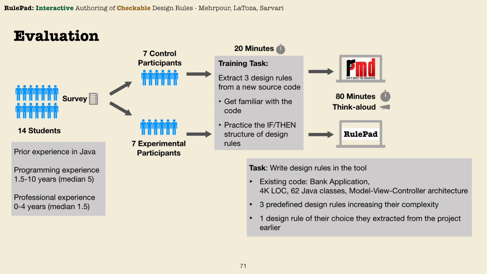In the main task, participants were asked to write 4 design rules. The design rules were extracted from an existing code base, a bank application, which has 4,000 lines of code and 62 Java classes, and is written in the model view controller architecture. 3 of the design rules were predefined with different levels of complexity, and the 4th design rule was participants' choice from the ones they extracted in the training task.